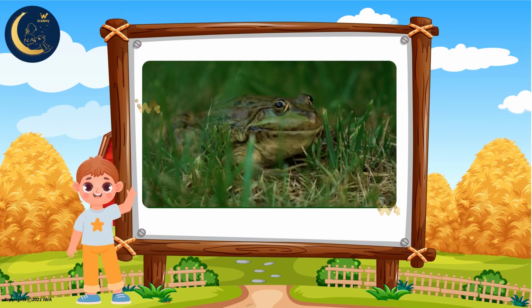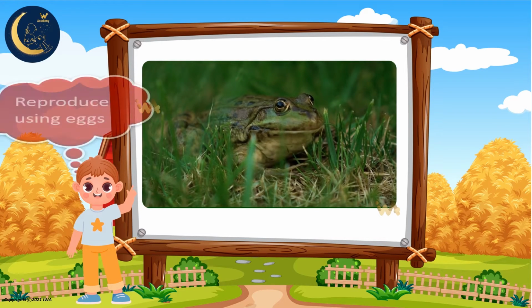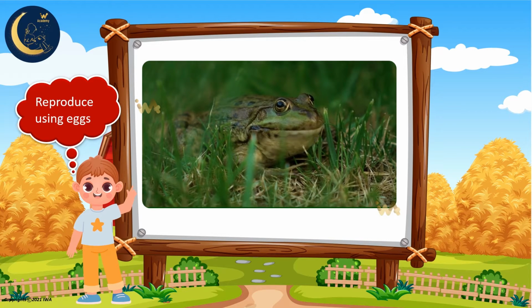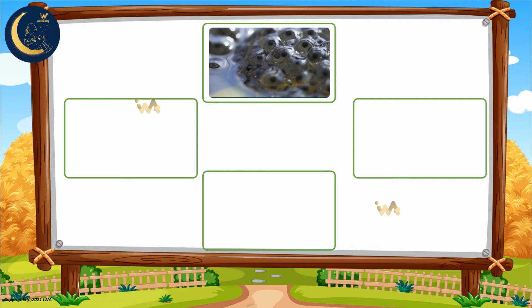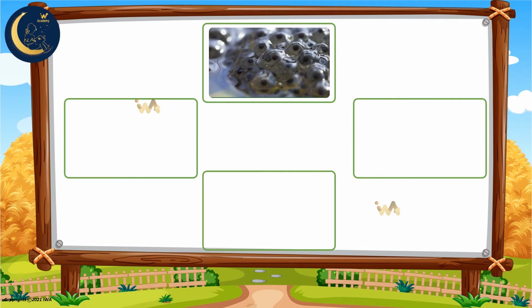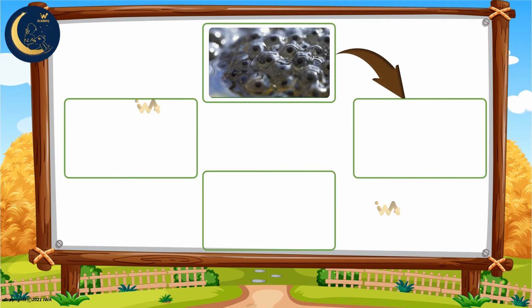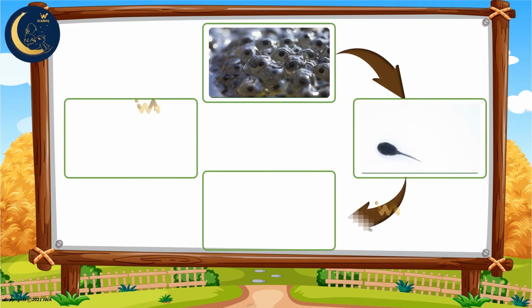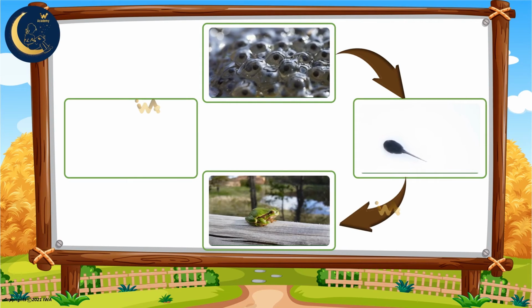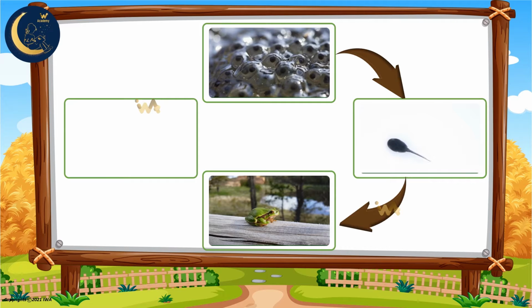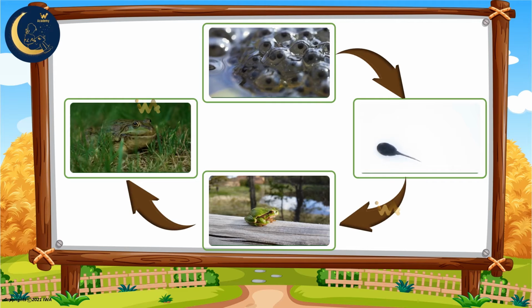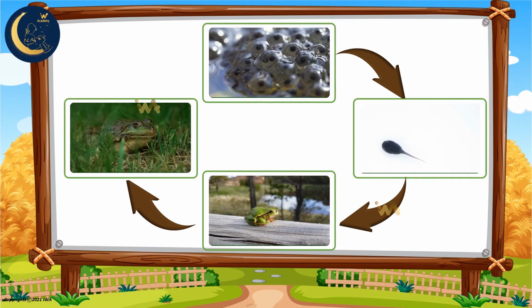And the frog, my friends, is from the living organisms that reproduce using eggs. Let us see its life cycle. The frog begins its life cycle as a small egg. Then, after a while, a small tadpole emerges from the egg. It then begins to grow. It grows and gets bigger until it becomes a small frog. It continues to grow until it gets even bigger and becomes a big frog.